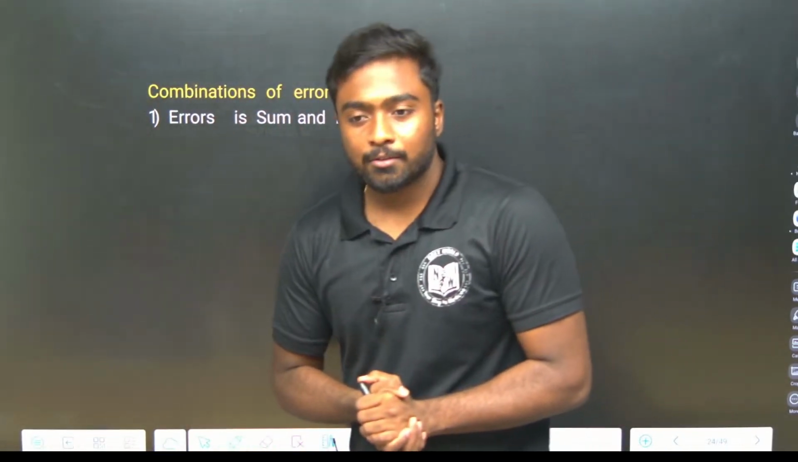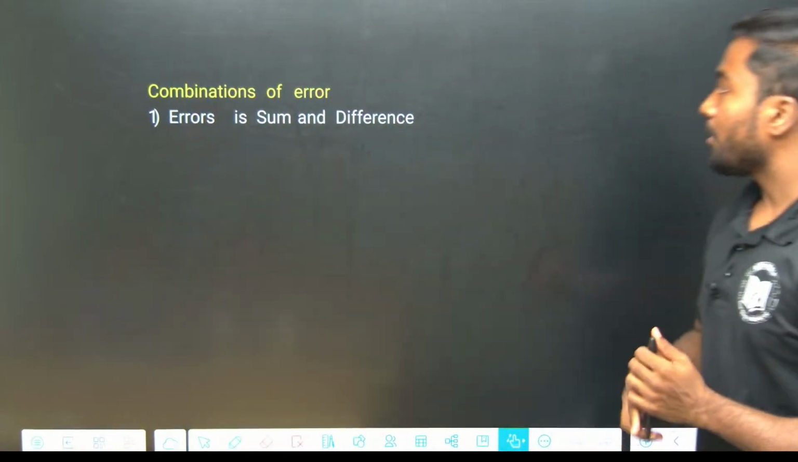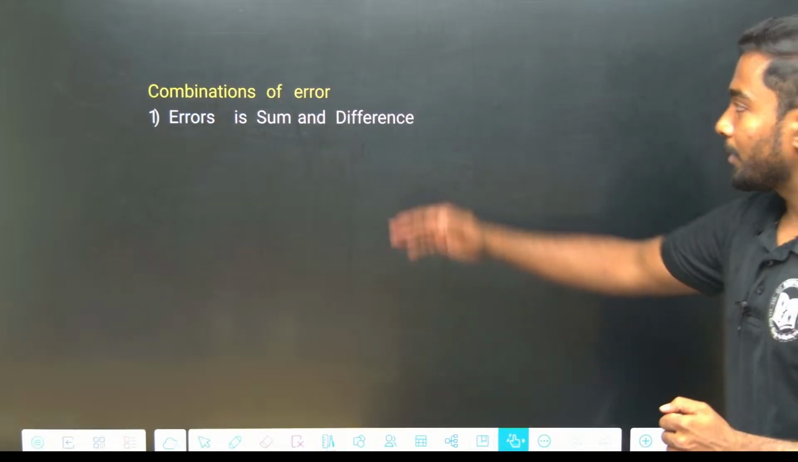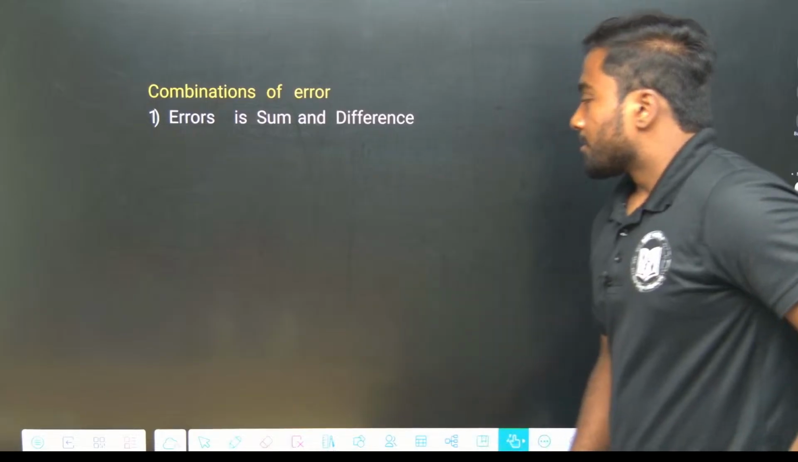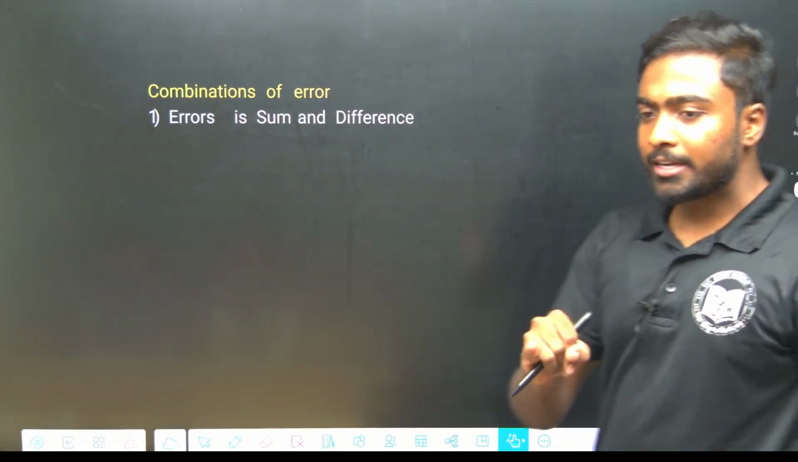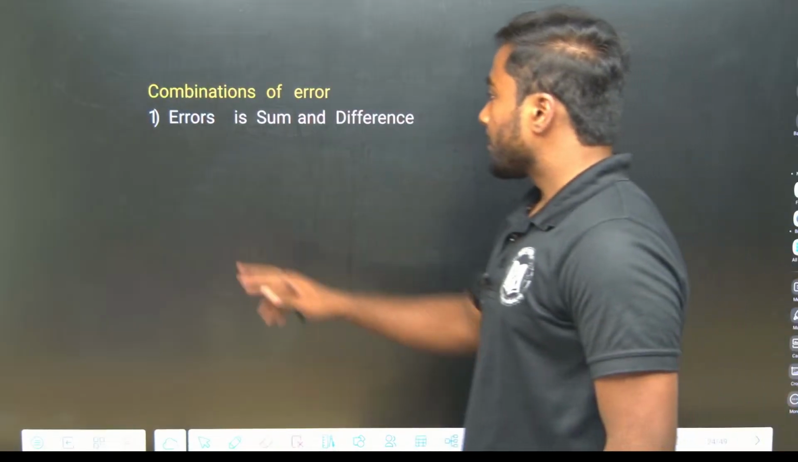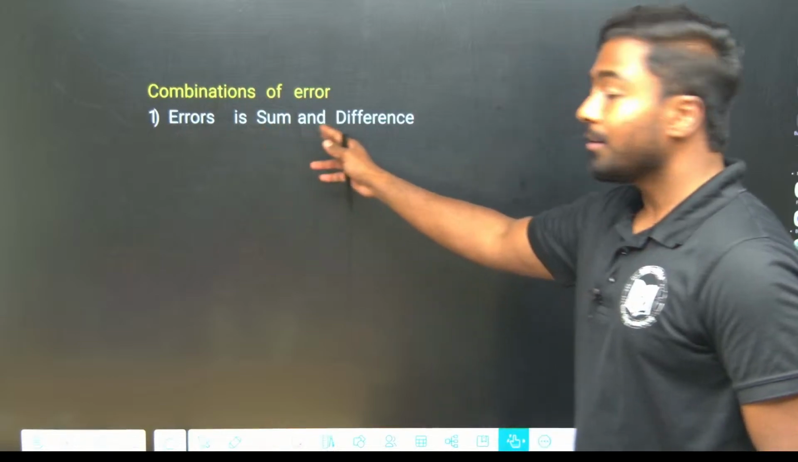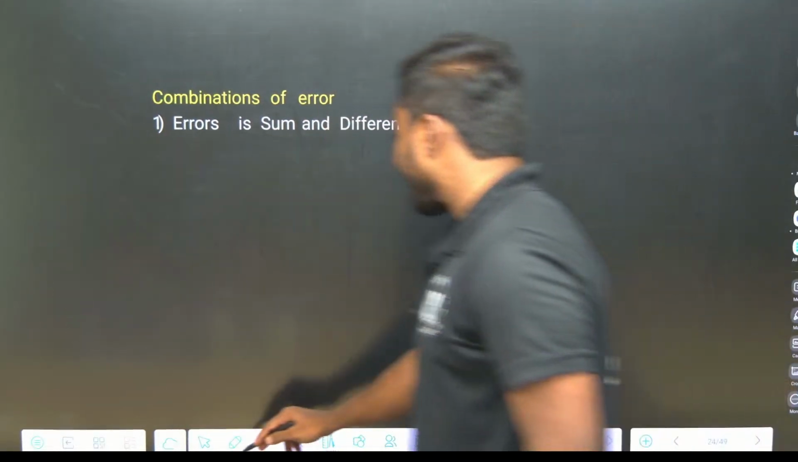In the last class we started with measurements and errors, and we have completed up to the combination of errors. In this class we will continue with the combination of errors. In combination of errors we will see addition, subtraction, multiplication and division. First, we will see the error in sum and difference, which is nothing but addition and subtraction.